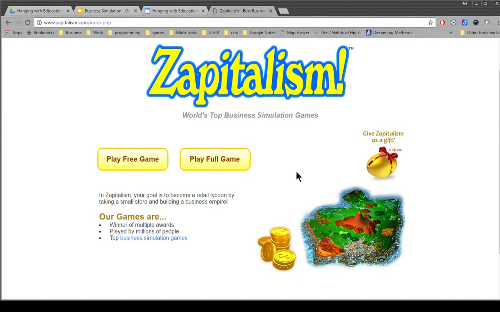I've shared the link to this game in the chat, and I'll do it again just for those of you who are joining into the chat a little bit later. The game is called Zapitalism. It is a free-to-play game. The free version only allows for 20 moves, which we'll see as we go through. You can do some very constructive things in that limitation.